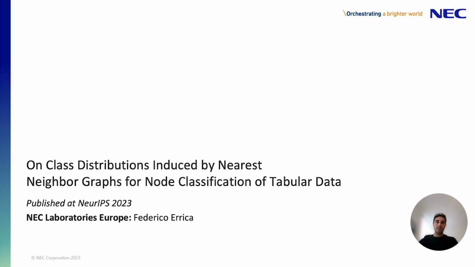This work tries to understand whether or not it is useful to build synthetic graphs, and in this specific case nearest neighbor graphs, when dealing with the problem of tabular data classification.